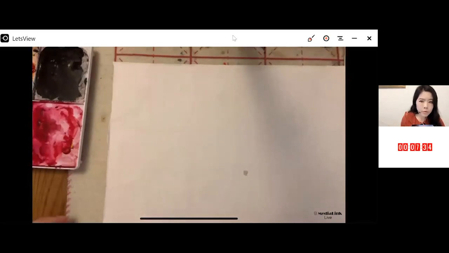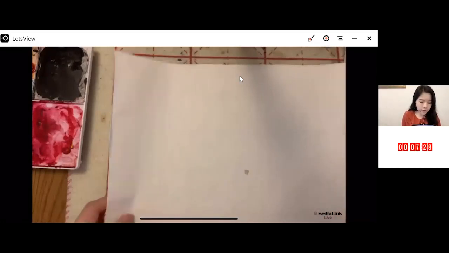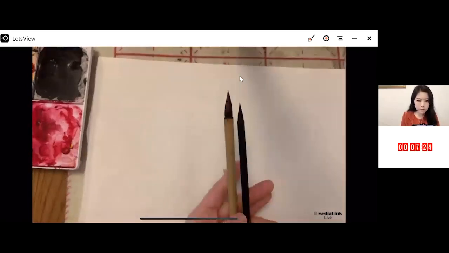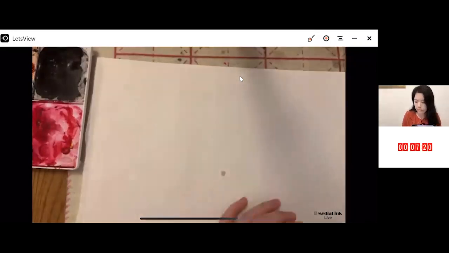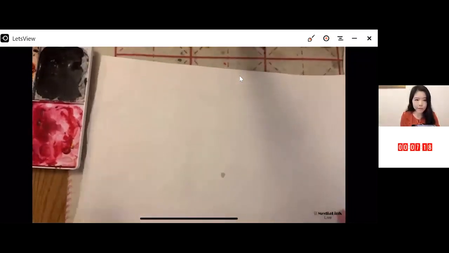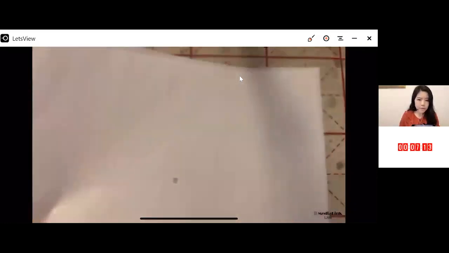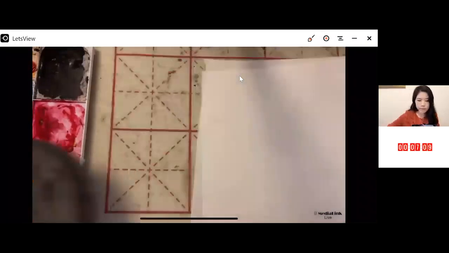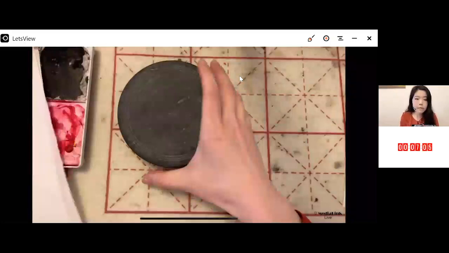Okay, now you should be looking at my desktop now. Now let's get the 4 treasures ready. So firstly, bi, the brushes, and then mo, the ink stick that I just showed you, and zhi, of course, the Xuan paper, famous Xuan paper from China, and last, yan, the inkstone.